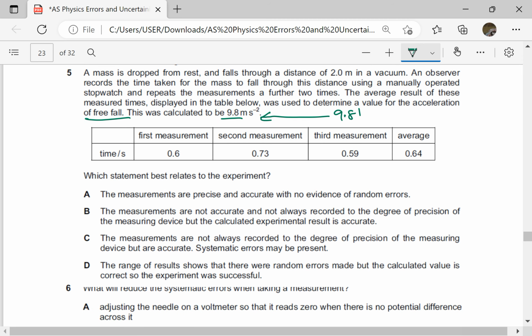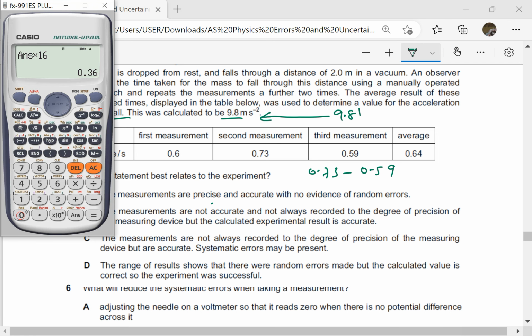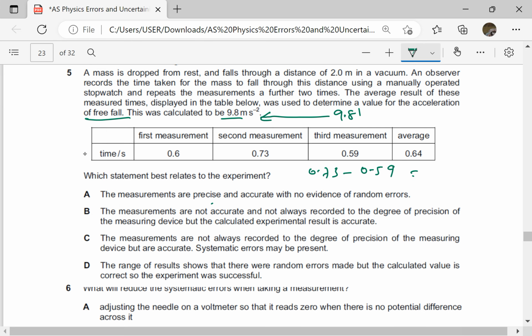Which statement best relates to the experiment? The measurements are precise and accurate with no evidence of random errors. That is not true. Check the range: the highest is 0.73 minus the lowest, which is 0.59. So the range is 0.14.